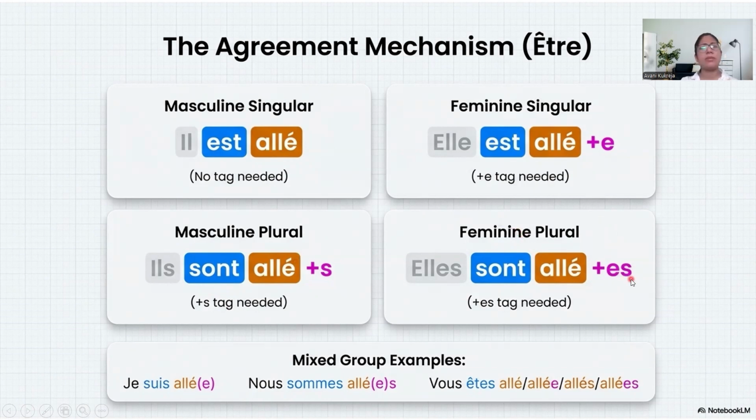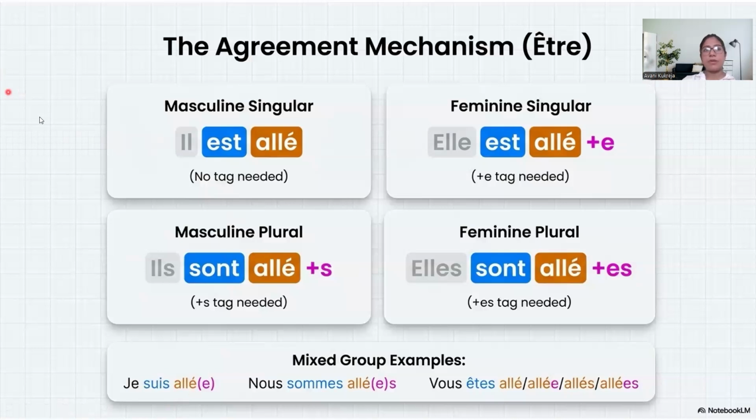Do you guys remember colors? If the object was feminine, we would add an E to the colors. If the object is plural, we add an S generally. If it's feminine plural, we add ES. So if I write je suis allé, which is "I went." But if I am a girl, if the subject is a girl, I will add an additional E.